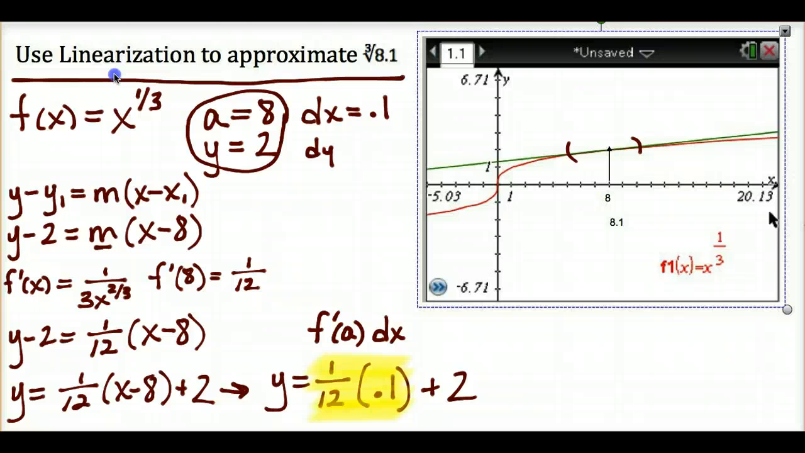1 over 120. But the new y value comes when we add in the original height, or the original amount the y was before we changed. So our new y value is how much the y changed by plus what the y value was before we started, which was 2. So our new y value will be 2 and 1 over 120.